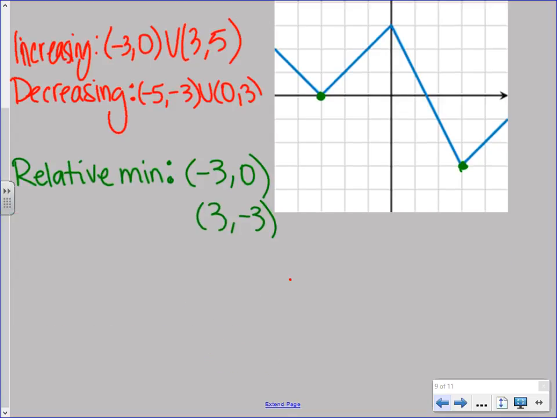Do we have a relative maximum? Yes, who said yes? I heard a yes. I heard a girl yes. You were a girl yes. Where is it? 0, 3. At the coordinate 0, 3, we're going from increasing to decreasing. Like I said, I'm going to hold off on the calculator for right now.